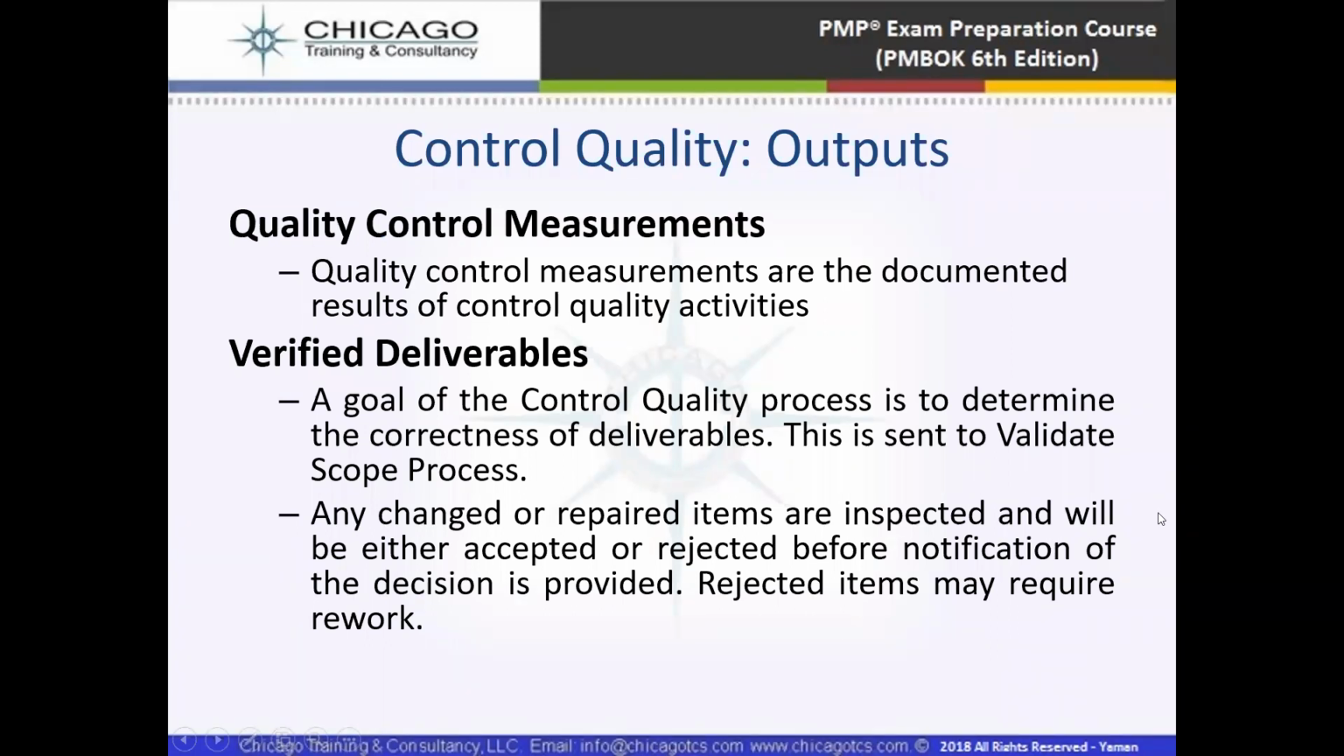These are the outputs for quality control measurements. The first one is the quality control measurement. Quality control measurements are the documents of the control quality activity. So it means we have documents, and not only the documents but on the site also we adhere to the quality, and due to this adherence to quality, we reach those documents which show that our measurements are in control.